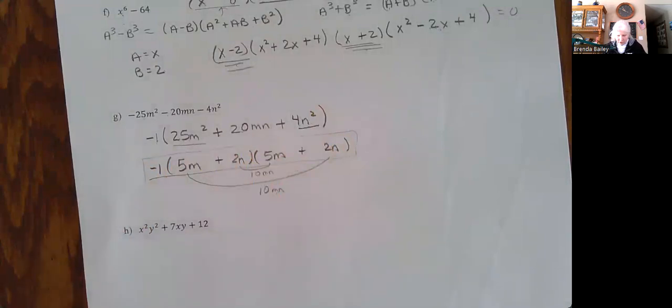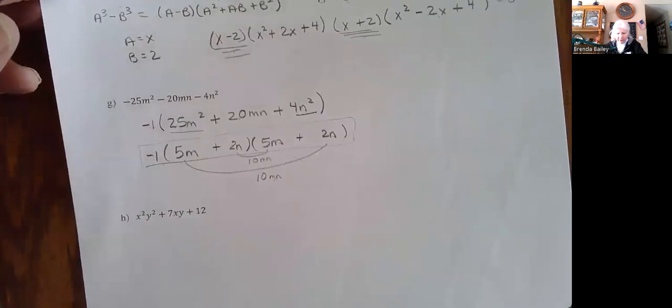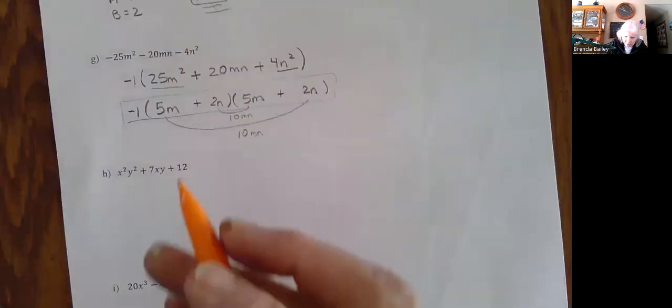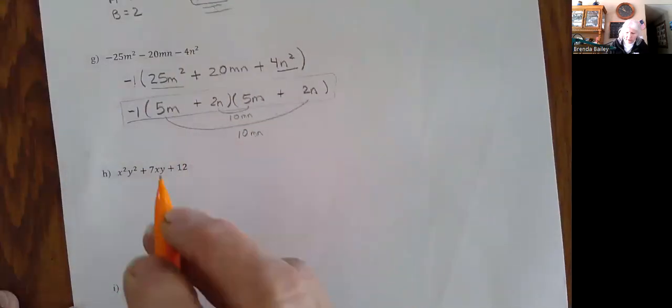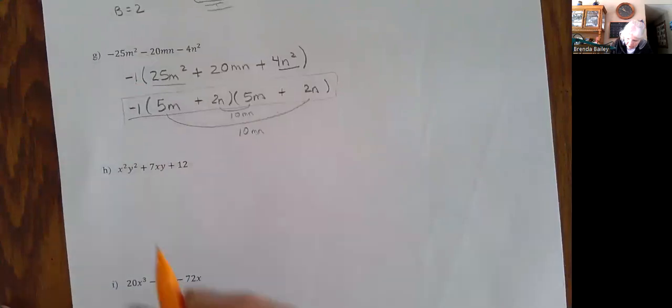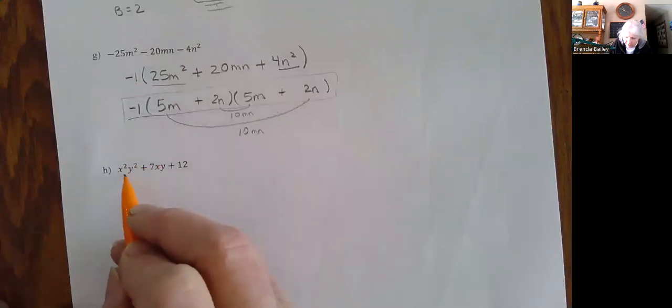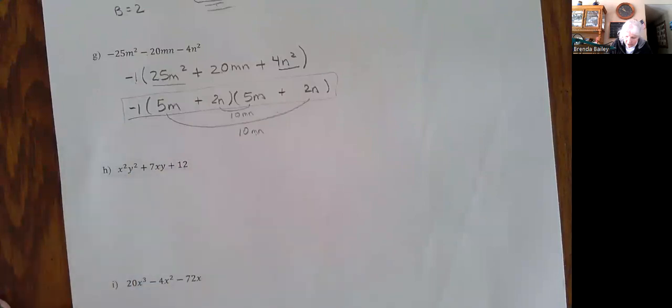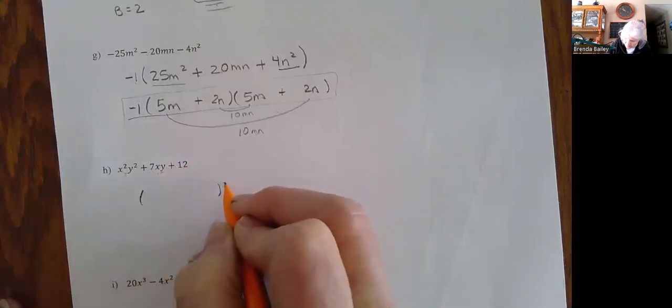Now with H, I think that may have been a typo because I really don't think you have, no, this will work. No, it's not. Let's go ahead and try it. Look for the greatest common factor, which there is none. They don't have a common variable. There's not a number that goes into all three evenly other than 1. So we're going to set up our parentheses.